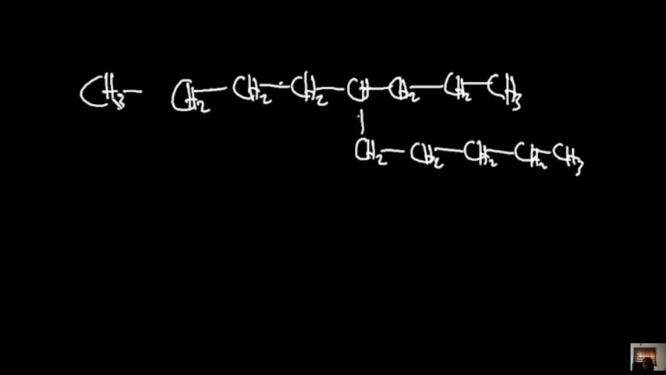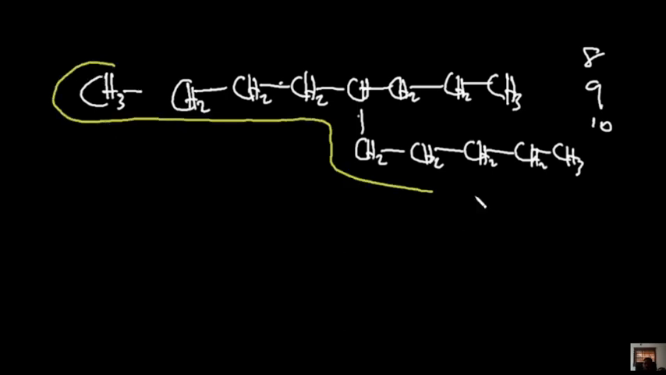How? Count from end to end and find which one is the longest chain. 1, 2, 3, 4, 5, 6, 7, 8. We have 8. Then if I count from this end to this end, 1, 2, 3, 4, 5, 6, 7, 8, 9. We have 9. Let me now count from this end to this end and then check for the longest. 1, 2, 3, 4, 5, 6, 7, 8, 9, 10. So amongst the terminals I counted, you will notice that the longest continuous chain is this particular one, going like this.